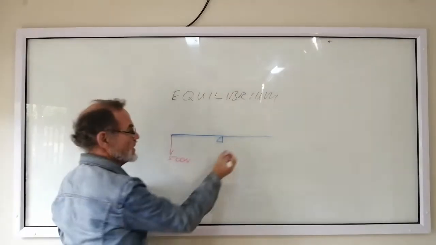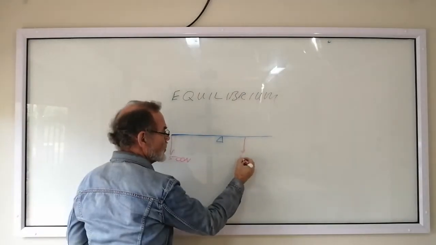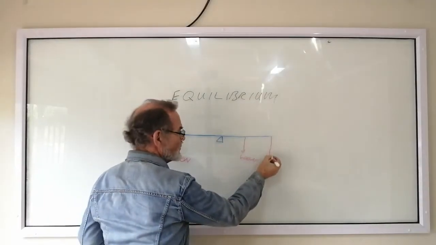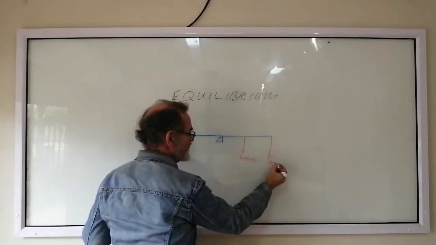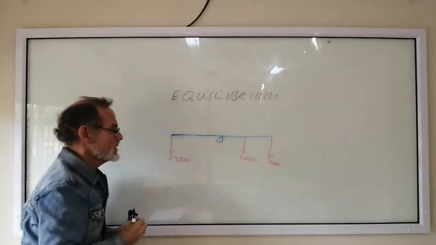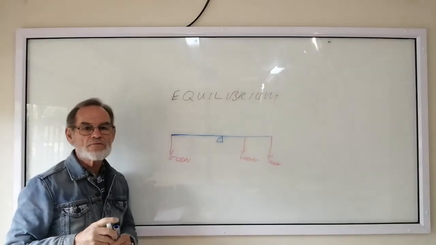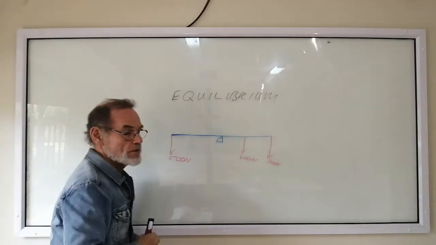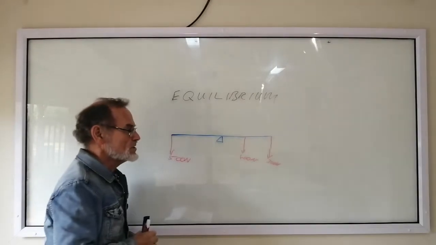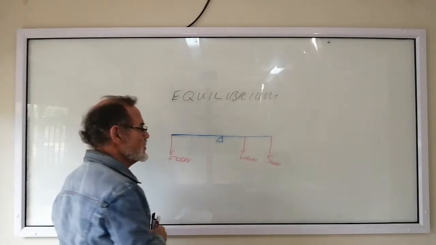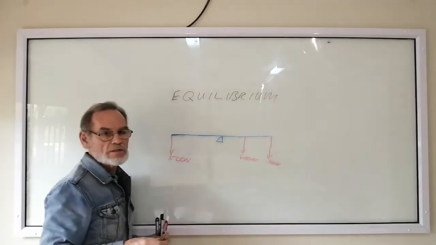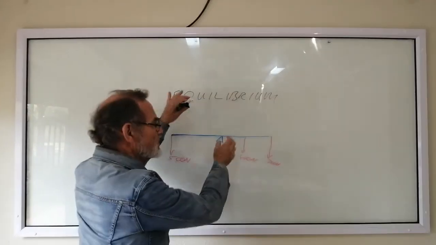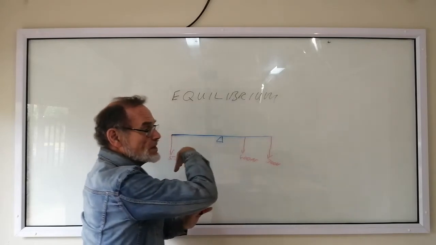There's a force here of 400 Newton, and there's a force here of 300 Newton. Okay. What conditions do we need for this to be in equilibrium? There's two conditions that we need for equilibrium. The first condition is there must be no net moment. Okay? No net clockwise moment and no net anti-clockwise moment.